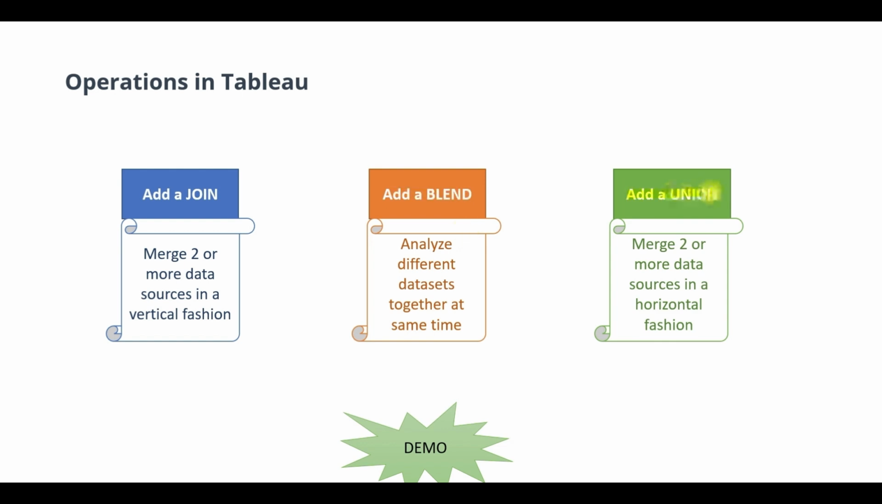Then comes add a union. Union is again an operation of merging or combining two or more data sets, but this is done in a horizontal fashion. That is, the structure of the tables or the sources should be the same, only there is the appending of the data happening. Thus these are the operations that can be done in Tableau. Let's learn how to do them in Tableau in the upcoming demo.